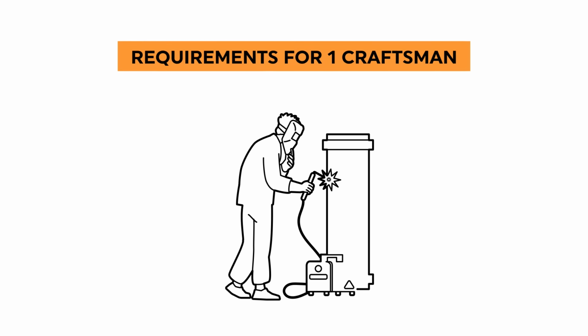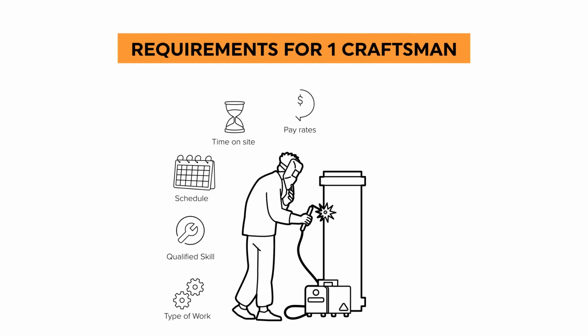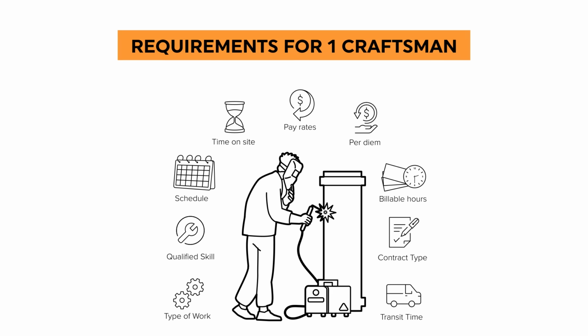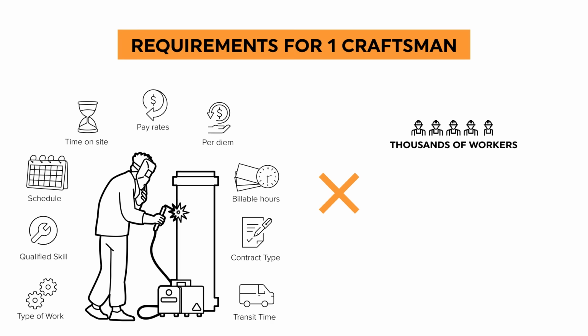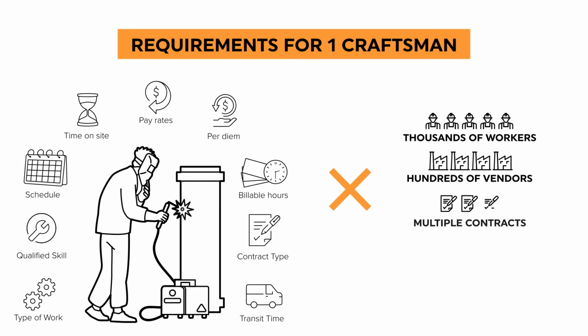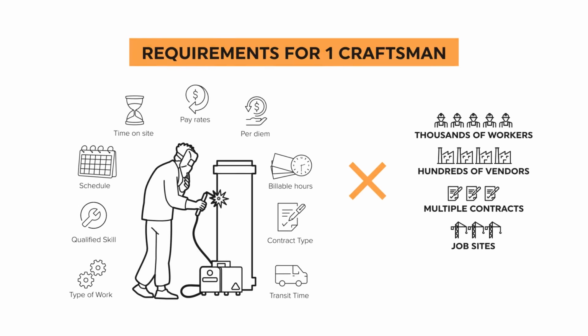To illustrate this point, imagine all of one craftsman's information, including schedule, time on site, pay rates, per diem, and billable hours. All the basics that must be considered and calculated. Now multiply that by thousands of workers across hundreds of vendors on multiple contracts and job sites. It's absolutely impossible to manage manually.